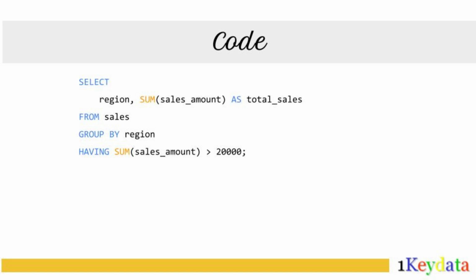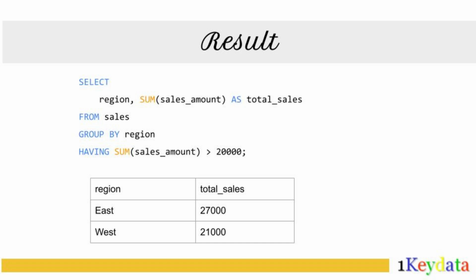In this next query, we're grouping data by region and calculating the total sales. The HAVING clause filters out groups where total sales are 20,000 or less. It works after the aggregation step. Here's the result of this query.